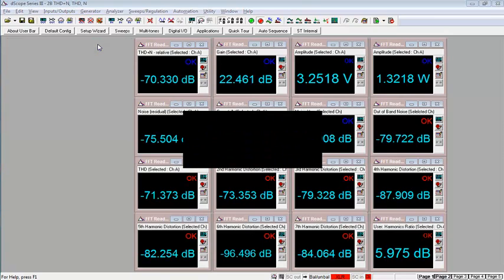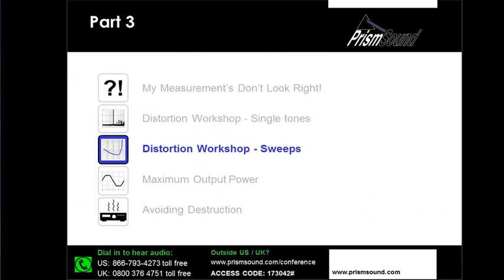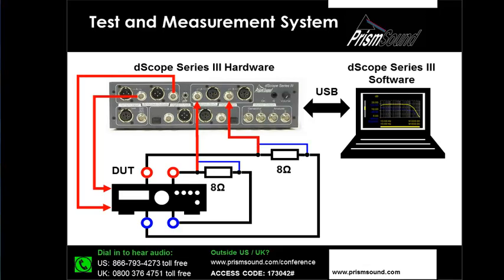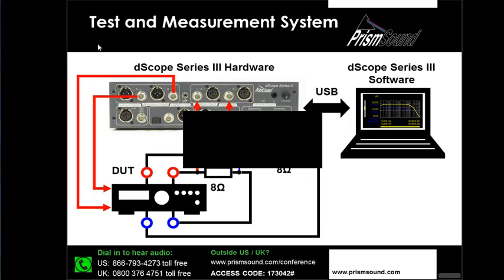Let's go back to the slideshow, and we're now going to talk about some sweep measurements. We saw a couple of sweeps in our initial sequence where everything failed. We're now going to come back to some of those measurements and take a closer look at what happened and why. So just a reminder once again, this is how we have everything set up. I haven't changed anything. This is the same setup that we've used throughout. So we'll jump back into the test system and take a look at these sweep measurements.